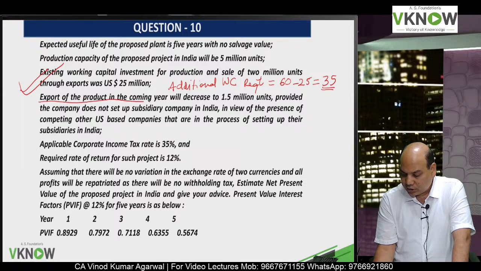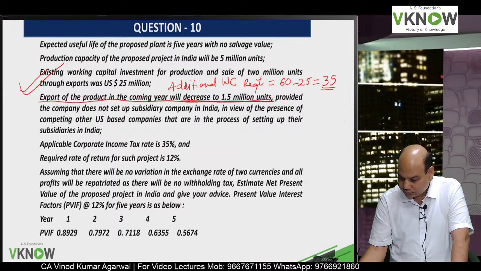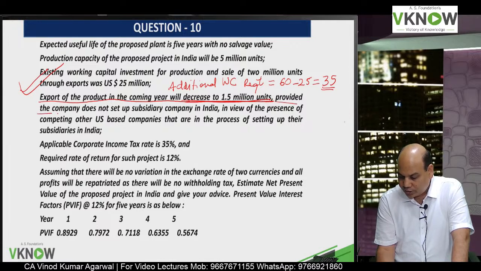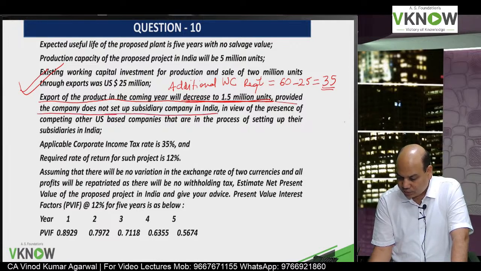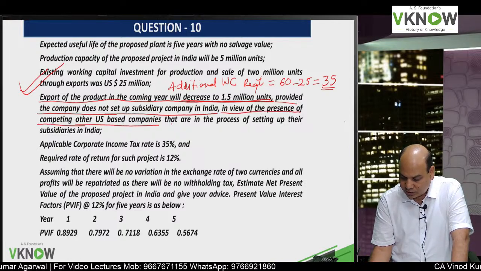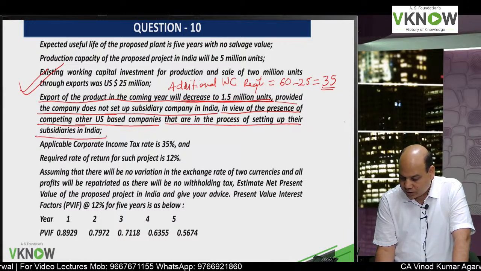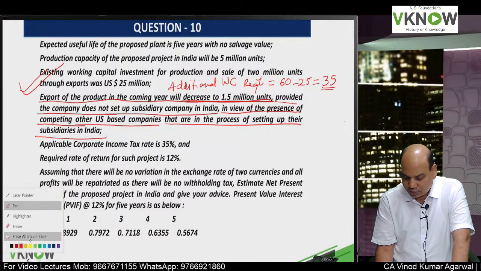Export of the product in the coming year will decrease to 1.5 million units, provided the company does not set up a subsidiary company in India, in view of the presence of competing other US based companies that are in the process of setting up their subsidiaries in India. Very good line.